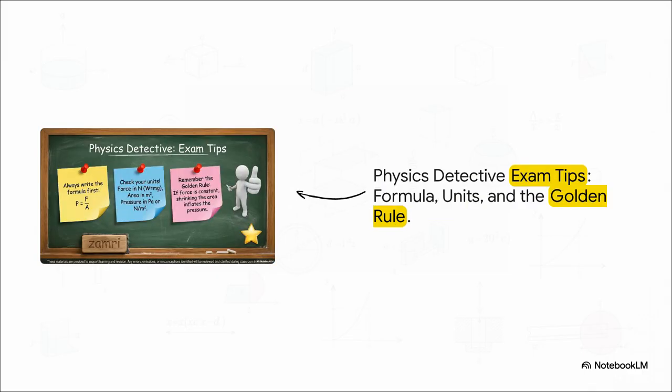Before we go, I want to leave you with 3 vital takeaways. Number 1, always write the formula down first to ground your thinking. Number 2, double-check your units. Force must be in newtons, area in square meters, and pressure in pascals. Number 3, always remember the golden rule. Shrinking the area inflates the pressure. Keep these in mind, and you are golden.